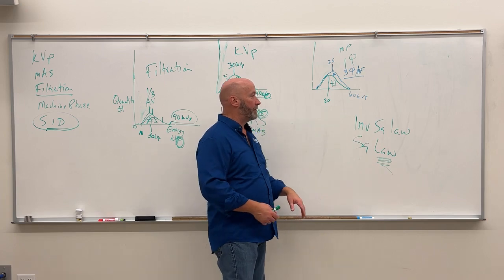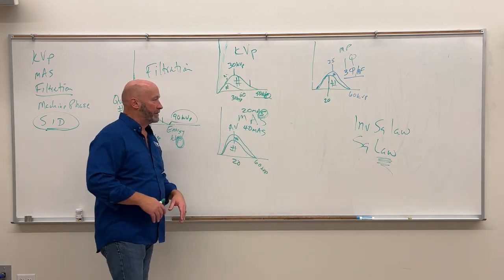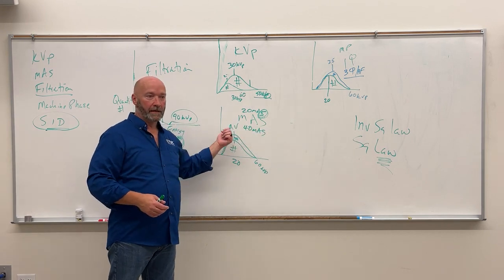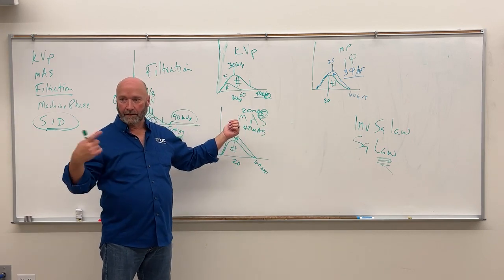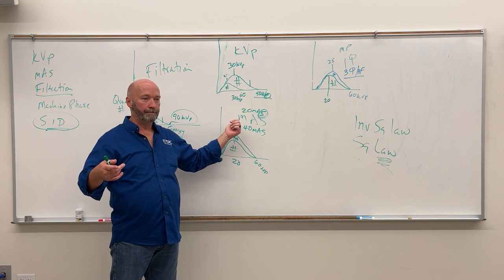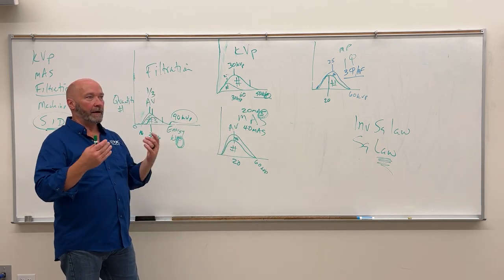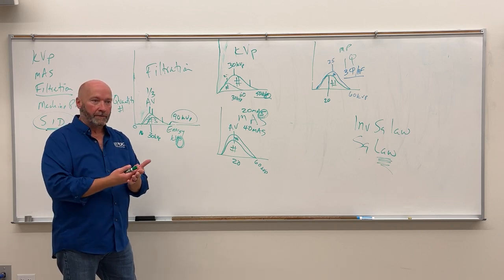Mass, output from the X-ray tube doesn't change unless you either change your mass or your phototiming. If you're using phototiming, the machine is going to increase the mass all by itself. Okay, so all that is about radiation exposure at the image receptor.